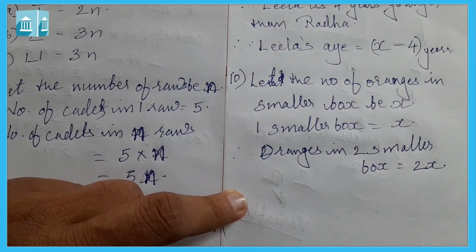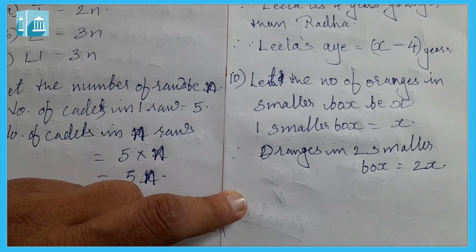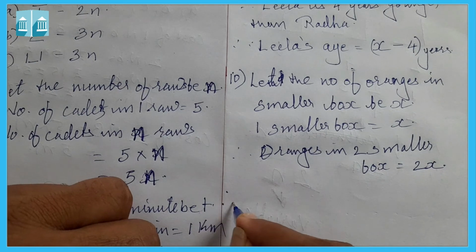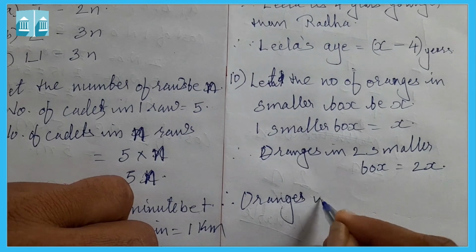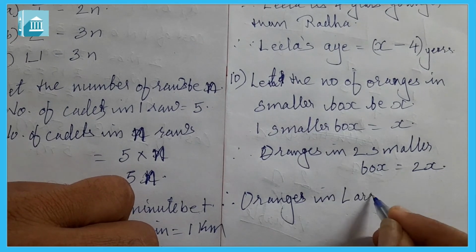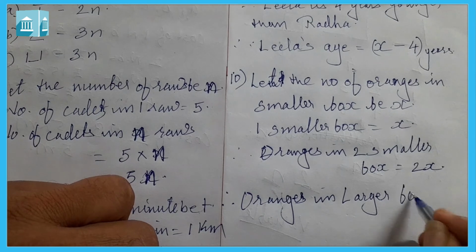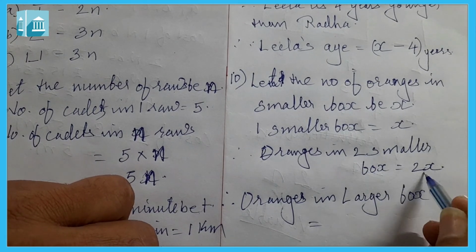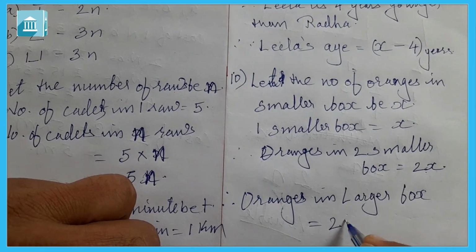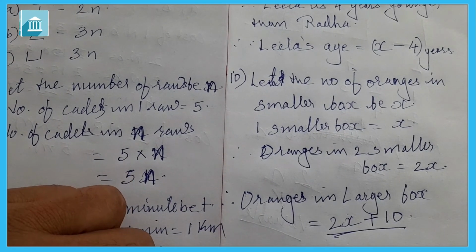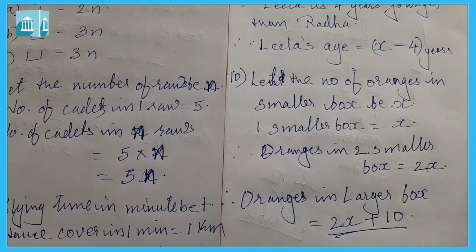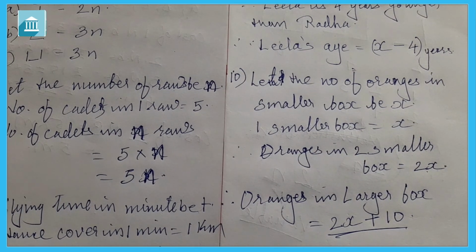Now it is also given that 2x until 10 oranges remain outside. So we can say that therefore oranges in the larger box is equal to two smaller boxes plus 10 remaining outside. So that is 2x plus 10. So we can say that oranges in the larger box is 2x plus 10.